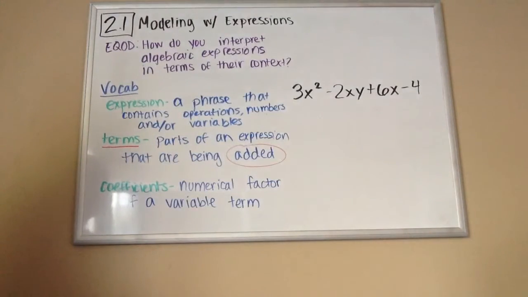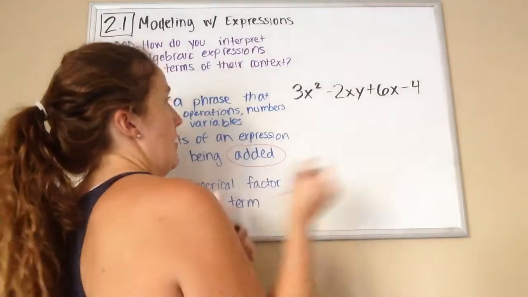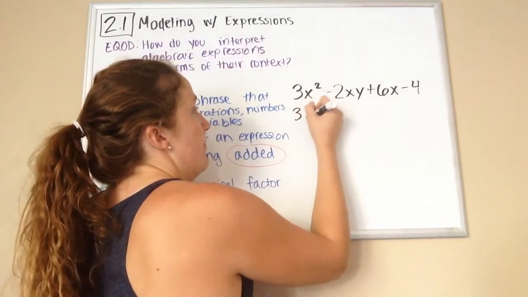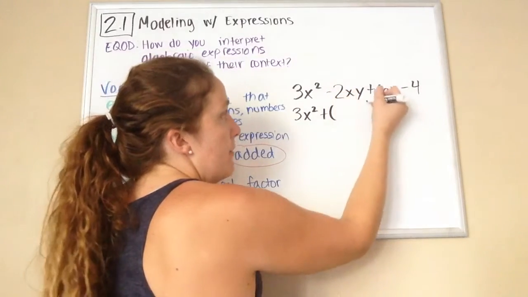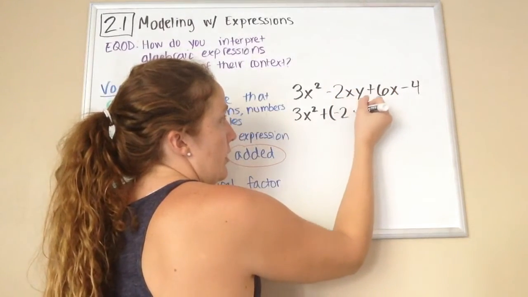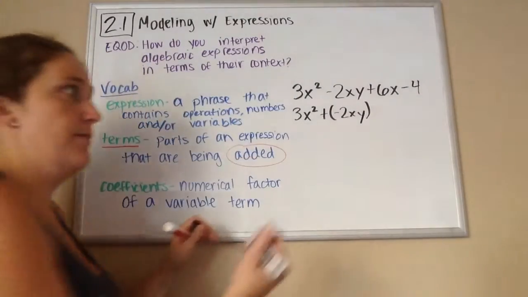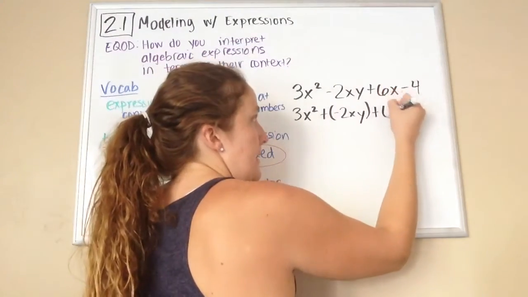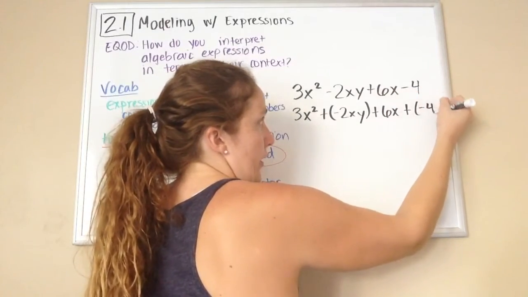So what I'm going to do is rewrite this so that we only have addition. So it's going to be 3x squared. And instead of subtraction, I'm going to do plus, and then I'm just going to have a negative 2xy. Because we only want it being added. Plus 6x. And then plus a negative 4.